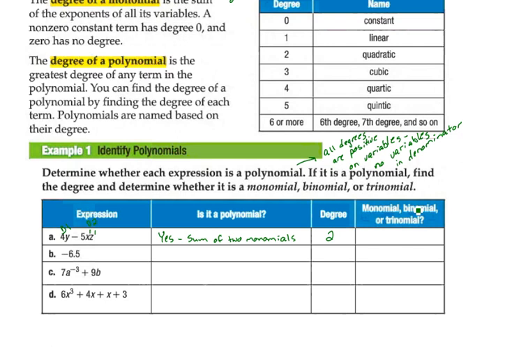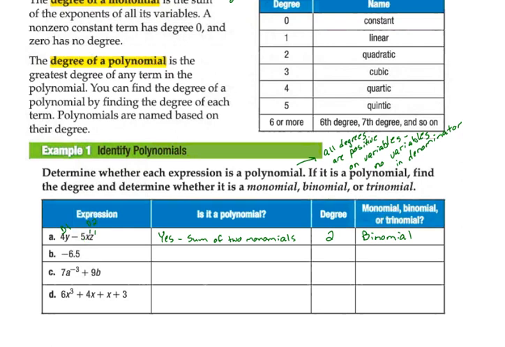Now we have to look at what kind of polynomial it is. And remember, to find this, all we're doing is adding how many terms there are. There is one term, two terms. So this is a binomial. This binomial has nothing to do with the degree. Degree deals with, again, the sum of all of the powers. The polynomial name deals with how many terms we have.